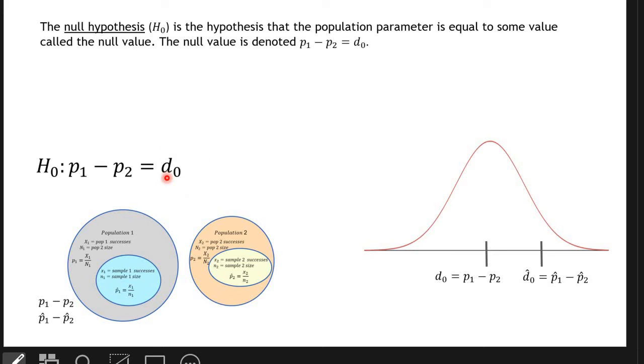Because D null is what I'm thinking the actual population proportion difference is, that means my sampling distribution for D hat is going to be centered at D null. So I know that the center of the sampling distribution of D hat is D null itself. Basically, we're going to try to figure out, when we take our test statistic, which is going to be D hat, where it falls in the sampling distribution, which is basically the null distribution, since it came from this null hypothesized difference in the two proportions.